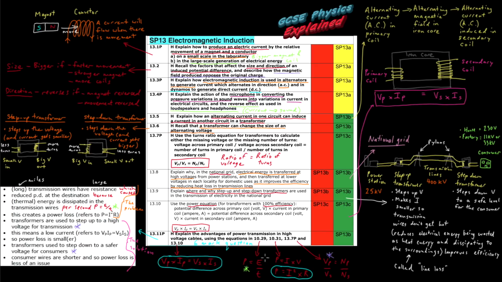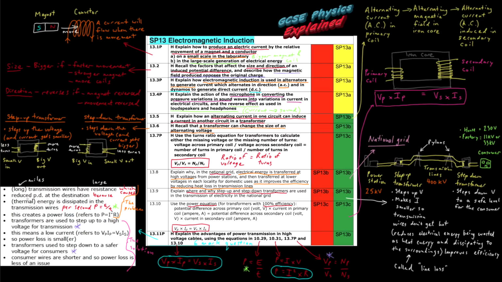Now, I've tried to use all of these equations. So, long transmission wires have got a large resistance. So, these transmission wires here, going across the pylons, they're obviously miles and miles long, going across farmers' fields and all that type of thing. So, long transmission wires have large resistance for 1 mark.